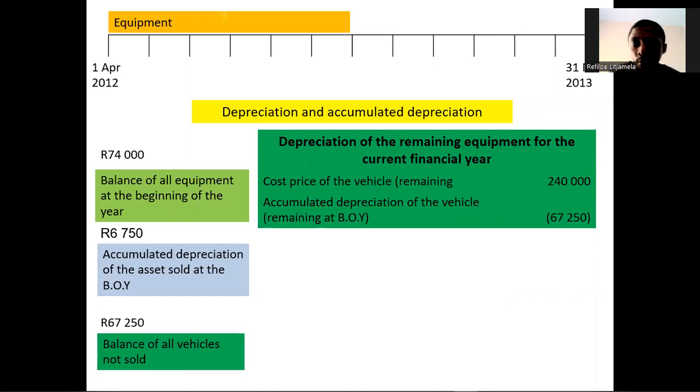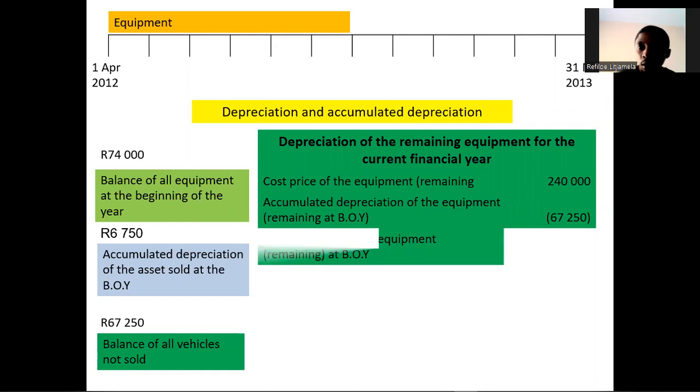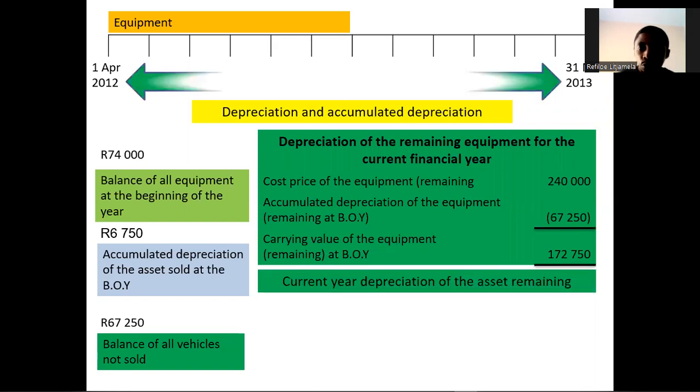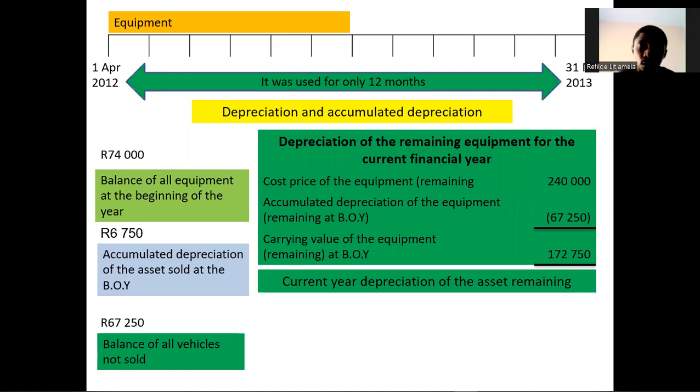So the cost of the remaining equipment at the beginning of the year will be 240,000, and the accumulated depreciation of the remaining equipment at the beginning of the year will be 67,250. The carrying value at the beginning of the year of all the equipment will be 240,000 minus 67,250. That will give us 172,750. To calculate depreciation for the current year, I am going to take the cost because they specify that equipment will be depreciated at cost, and the cost price of the remaining equipment is 240,000.